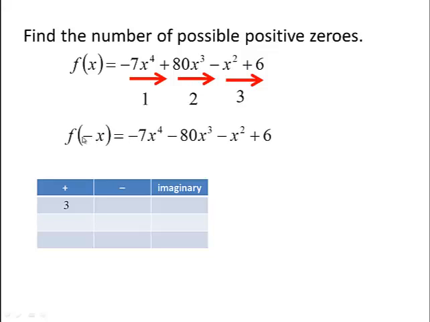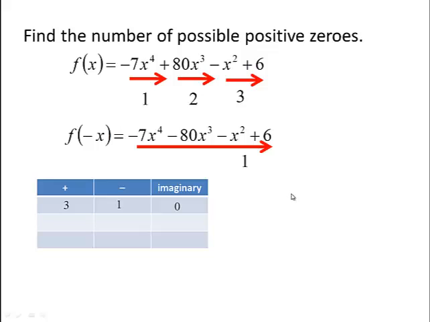Then if you put a negative in for all the x's, you're going to see that this one will stay the same sign because it's even. This one will reverse, positive to a negative, and this one will remain the same. So now you have one sign change here. And using the fundamental theorem of algebra, the number of zeros has to add up to 4, so I have 3 plus 1.